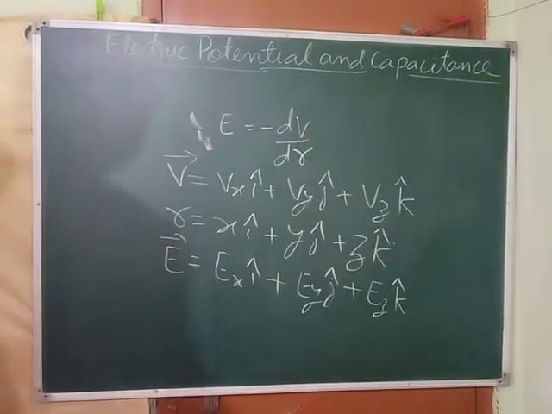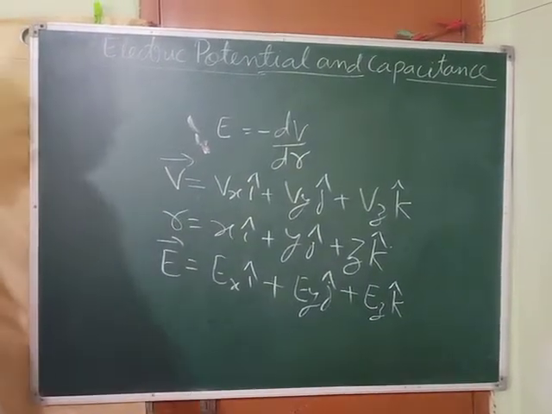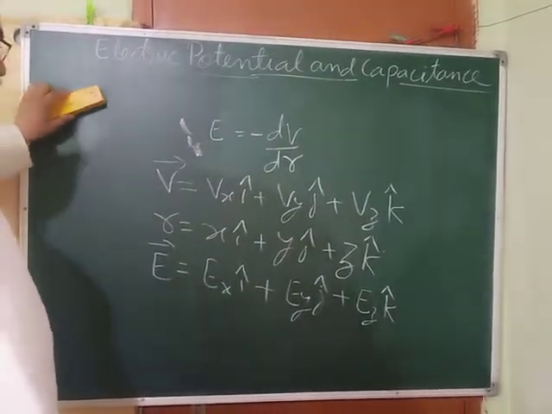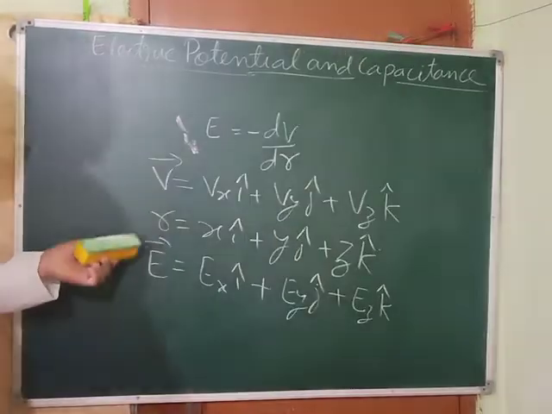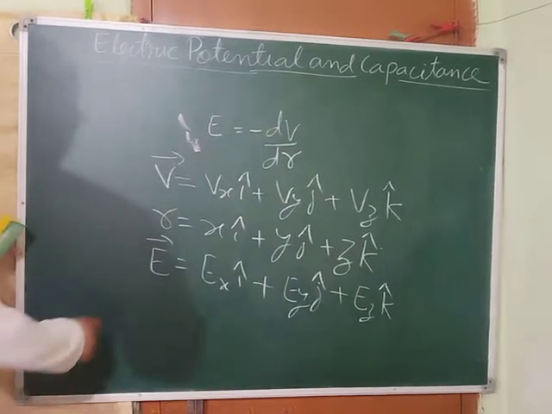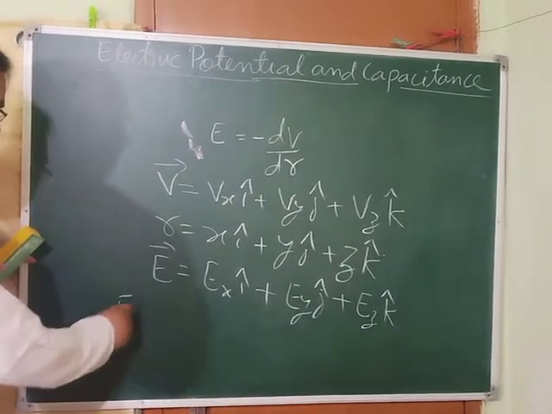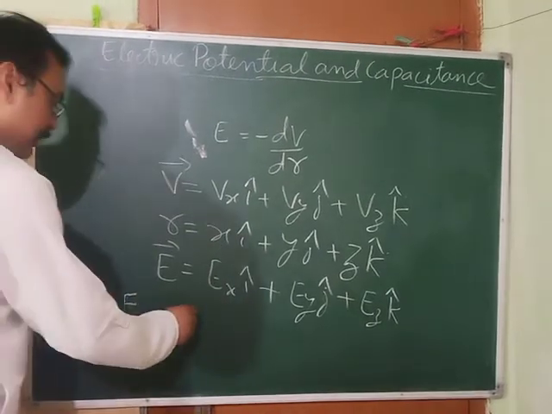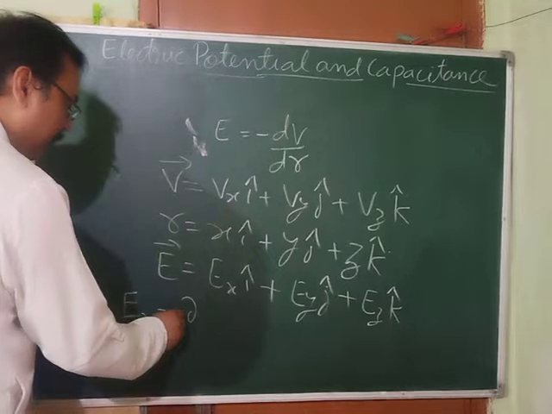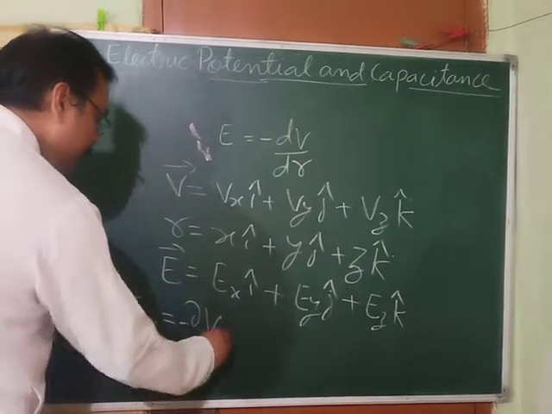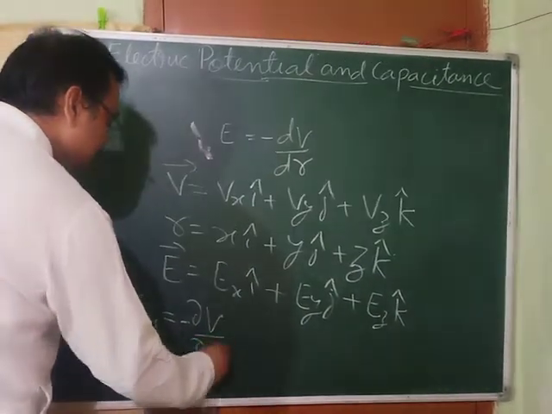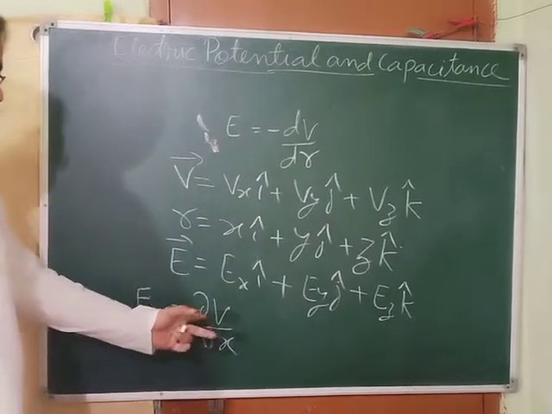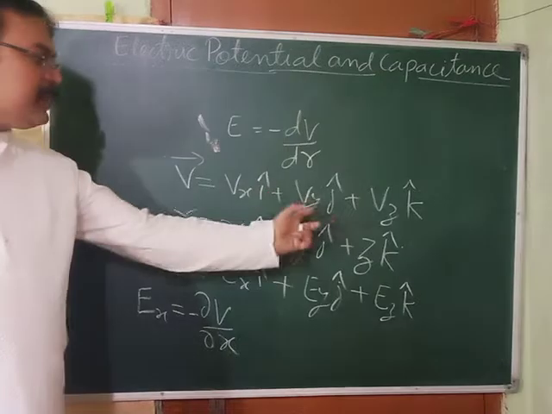Now how can we write the relation? For this we will be writing this. You can write like this: Ex will be equals to negative of the differentiation of V with respect to x partially. What is this partial? We know that Vx is also there, Vy, Vz all are there.